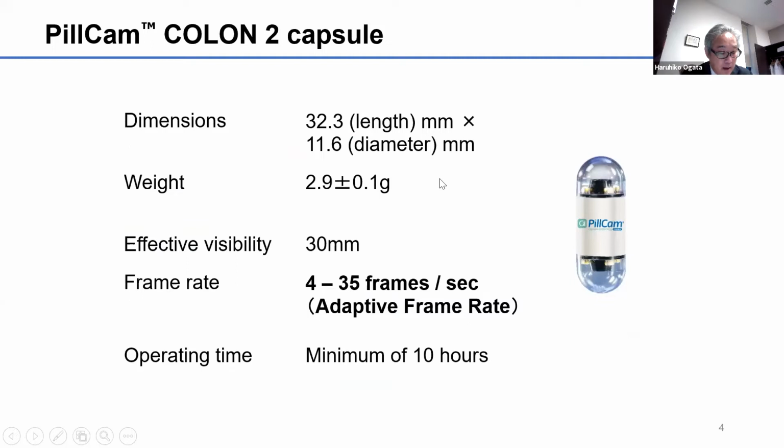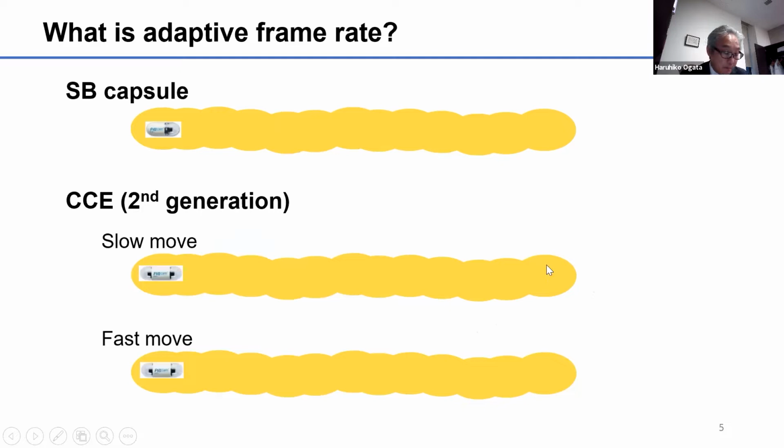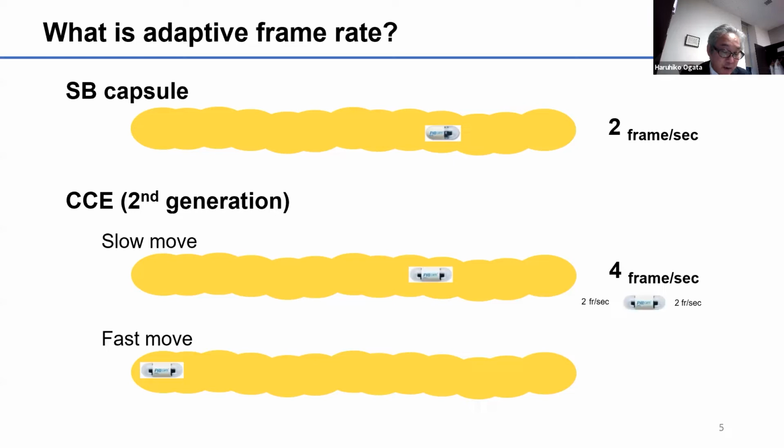The most important functional feature of a colon capsule is an adaptive frame rate, which ranges from 4 to 35 frames per second, automatically depending on the speed of capsule movement. Here I show you the image of the capsule. A small bowel capsule records with a fixed rate of 2 frames per second, as you know. However, the second generation of colon capsule has 2 different recording modes: 4 frames per second when the capsule moves slowly, and 35 frames per second when it moves fast. Usually the capsule locates in the proximal colon, such as the transverse or descending colon, to prevent missing polyp detection.